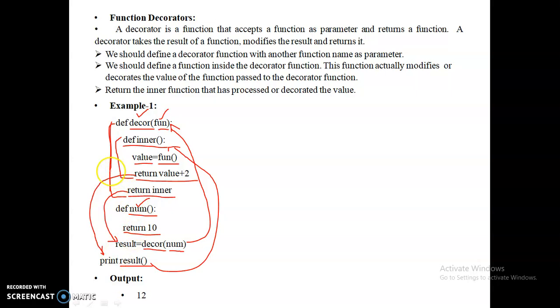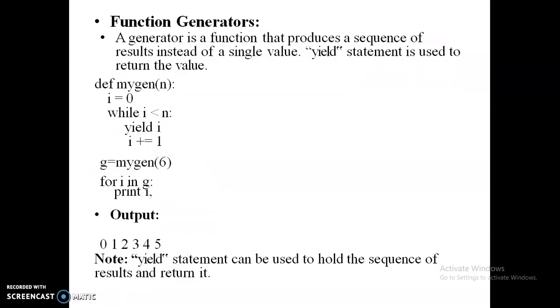So next, function generators. With generators, we can generate a list of values from the function, or we can generate a list of values with a specific gap, or we can call the same function more than once. A generator function produces a sequence of results instead of a single value. For this we use a special statement, the yield statement, to return the value.